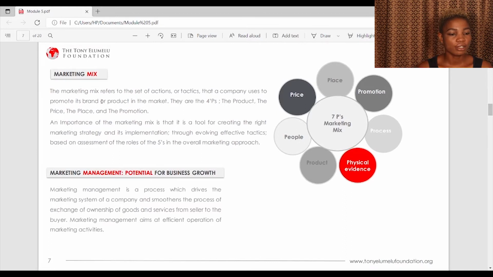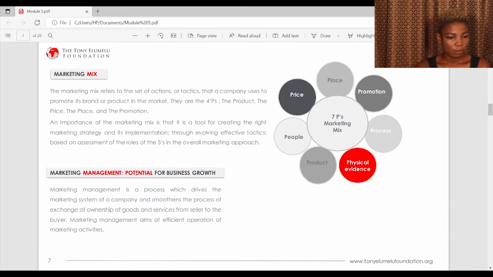marketing mix. The marketing mix refers to the set of actions or tactics that a company uses to promote its brand or products in the market. There are the 4 P's: the product, the price, the place, and the promotion. An importance of the marketing mix is that it is a tool for creating the right marketing strategy and its implementation through involving effective tactics based on the assessment of the roles of the fives in the overall marketing approach.